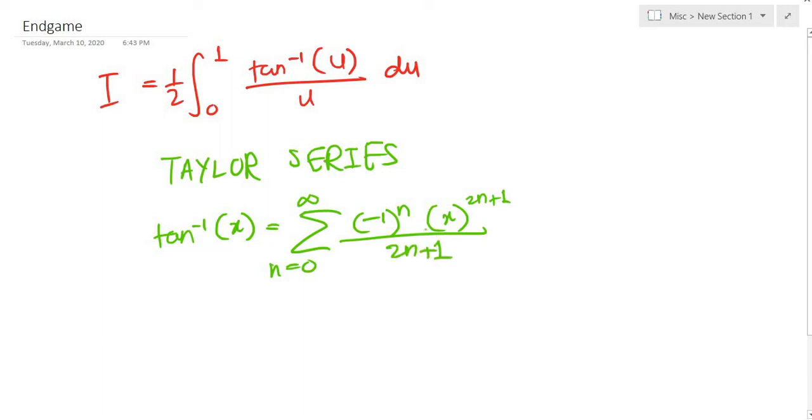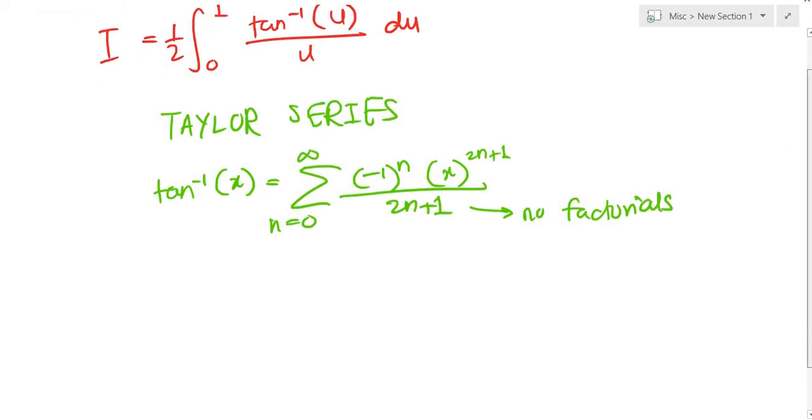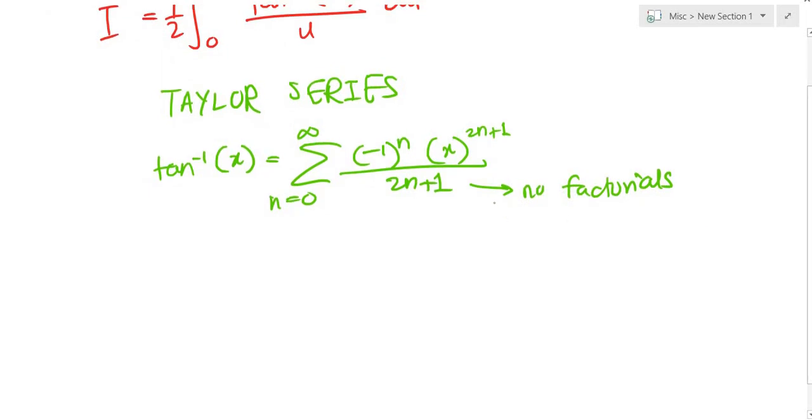So it's pretty neat, and the great part is we don't have any factorials in the denominator. Otherwise, even after integration, we couldn't make any real sense of the infinite series that we obtained. Linear terms are best to work with.